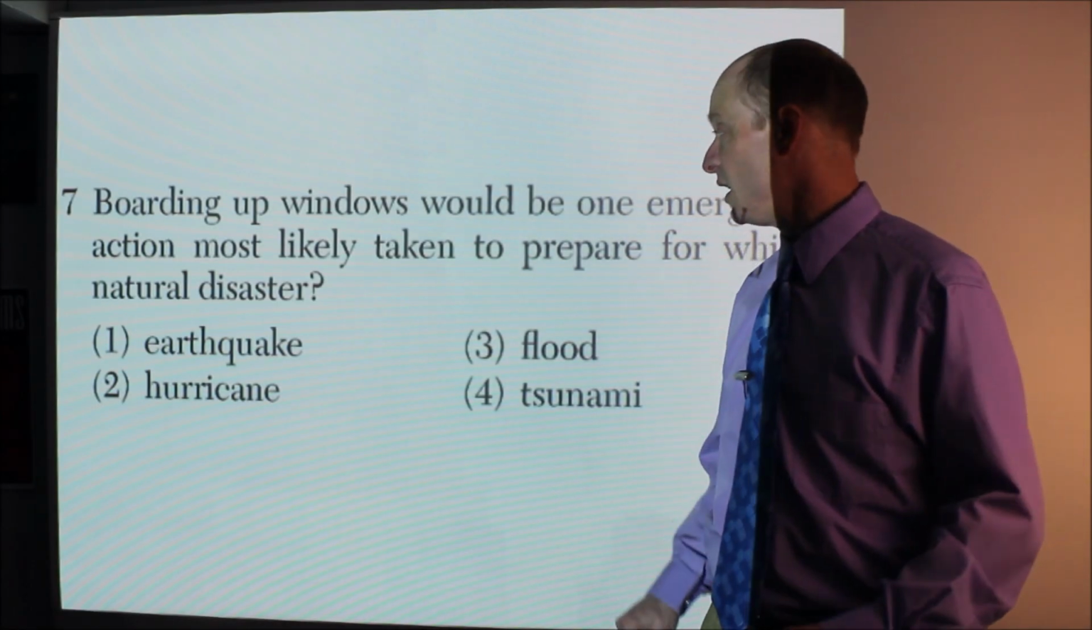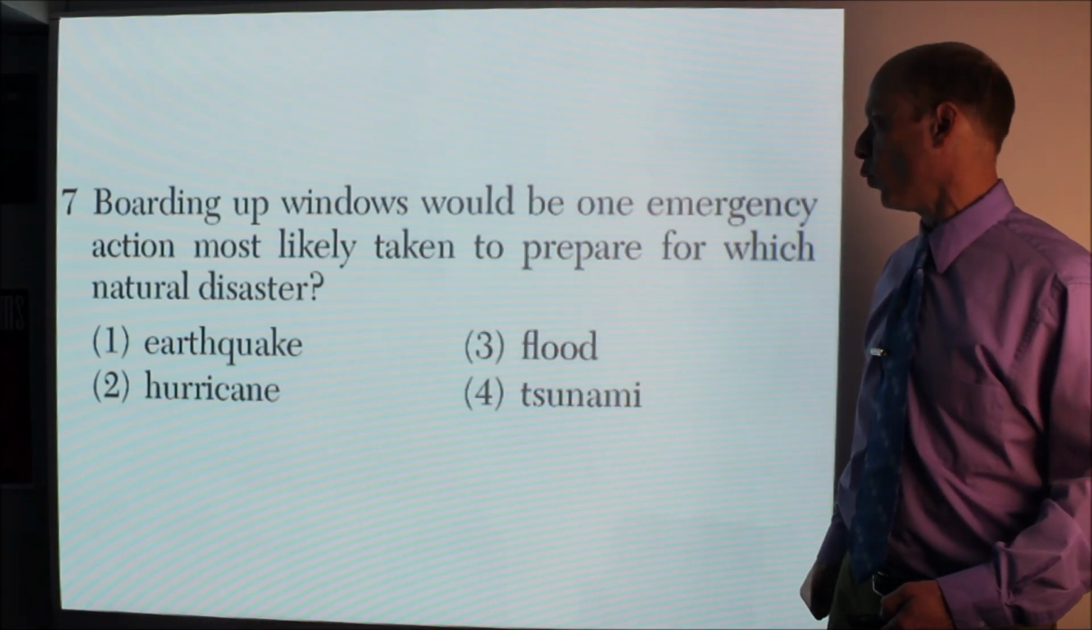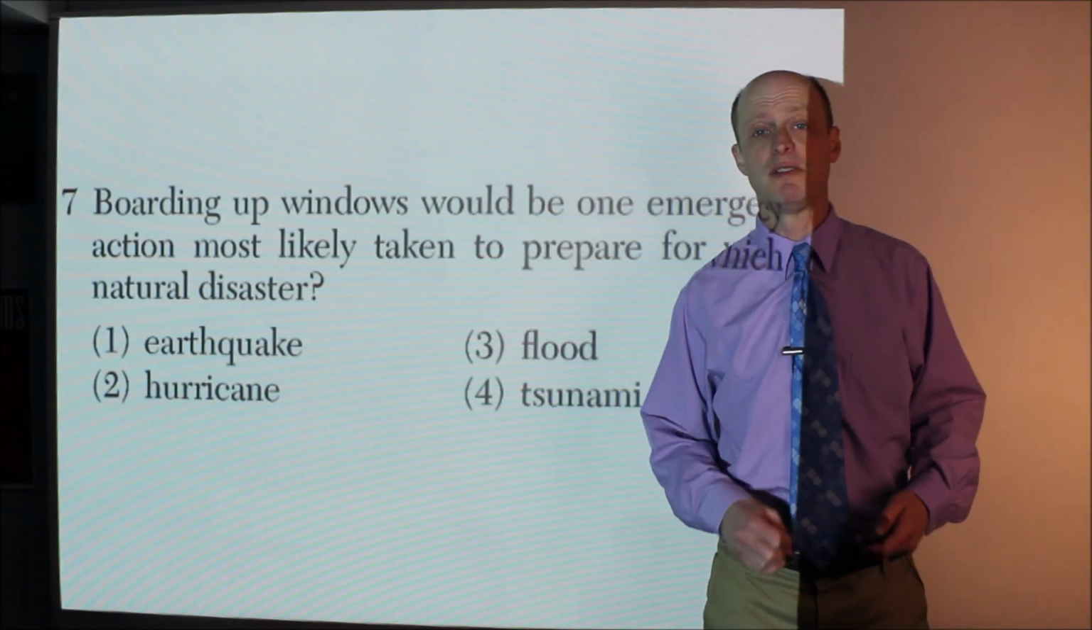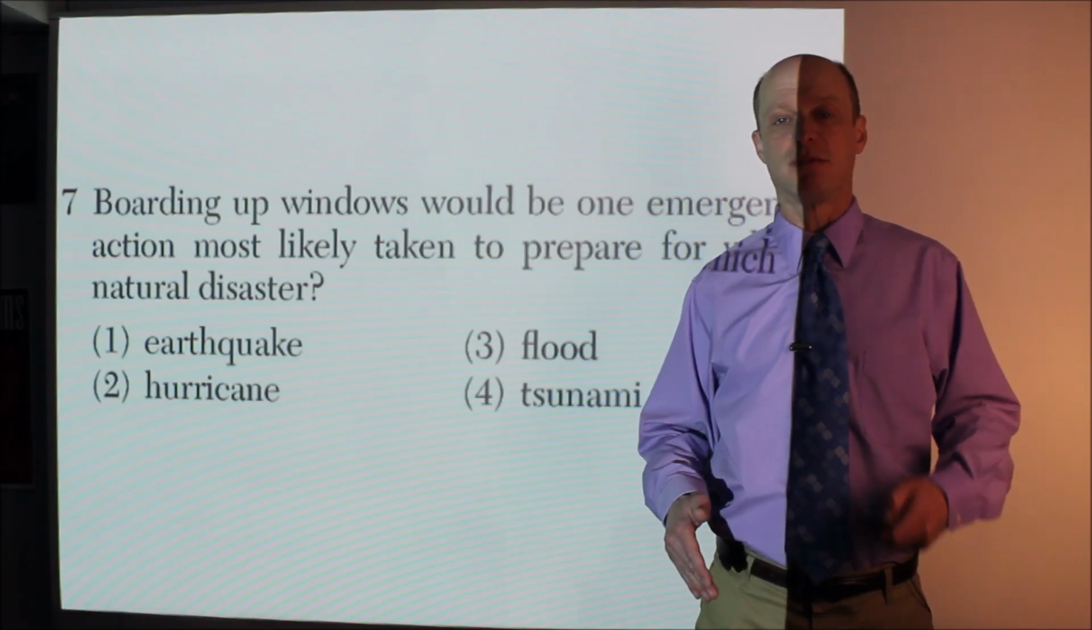Question 7. Boarding up windows would be one emergency action most likely taken to prepare for which natural disaster? Let's just review some of the main preparedness actions for natural disasters.